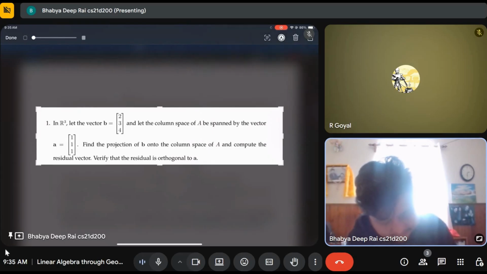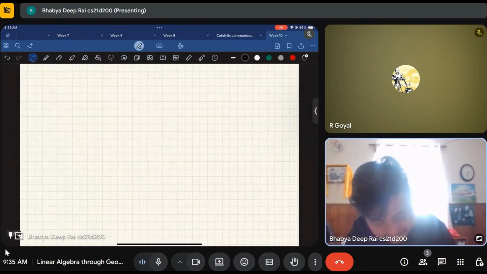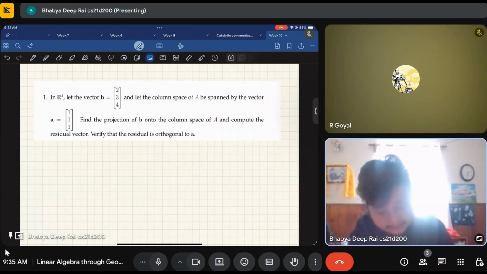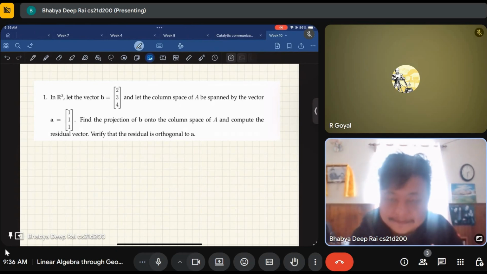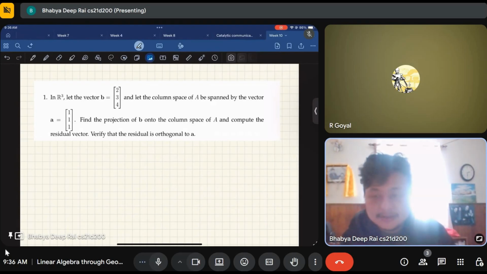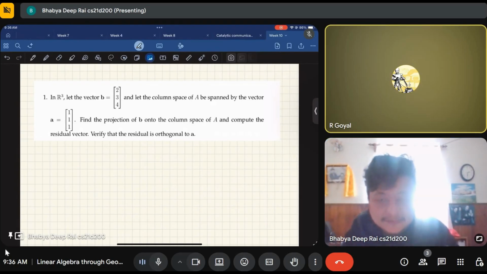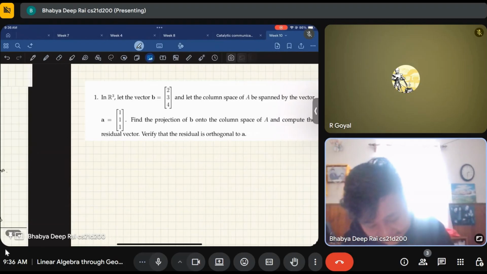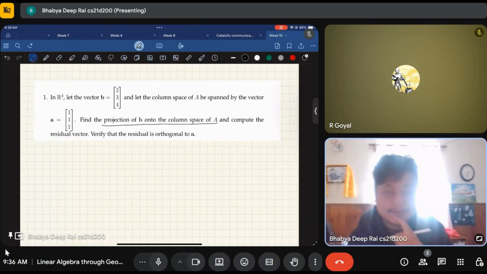Here we are not talking about a plane. We just have a simple single vector. So the question says the following: in R cube, let B equals 2 3 4, and let the column space of A be spanned by the vector A equals 1 1 1. Now find the projection of B onto the column space of A and compute the residual vector. In other words, it is just saying find the least square solution.